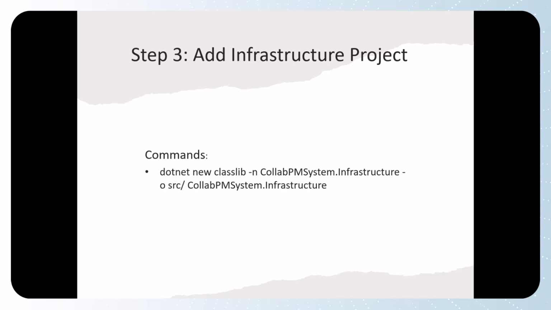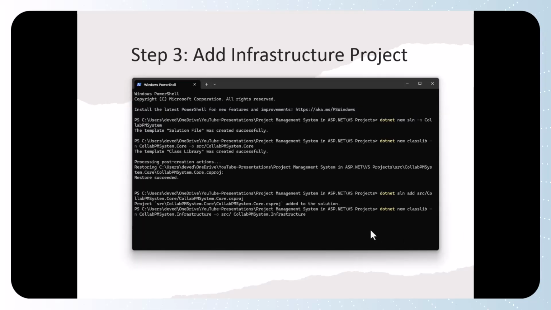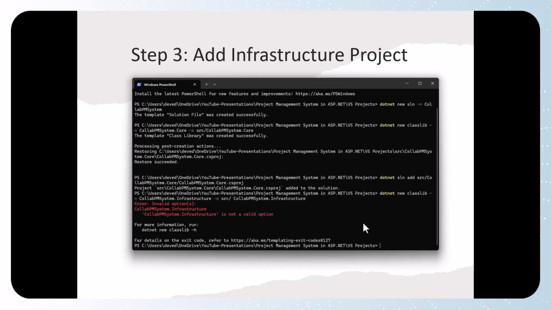So again, this is the new class library, and the name will be CollabPMSystem.Infrastructure, and output will be on this directory structure. Okay, so I will issue that command and hit enter. Now it comes up with a problem. So we'll sort it out. What the problem is? Here, invalid option.